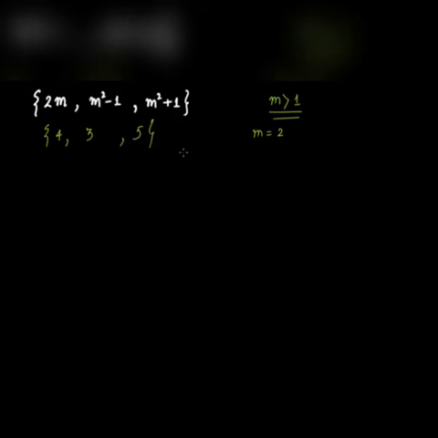Right? Let's take m is equal to 3. So 2 times 3 is 6. Then 3 squared is 9, minus 1 is 8. 3 squared is 9, plus 1 is 10. So this is another Pythagorean triple. Now let's take the last one. m is equal to 4. So 2 times 4 is 8. 4 squared is 16, minus 1 is 15. And 4 squared is 16, plus 1 is 17.